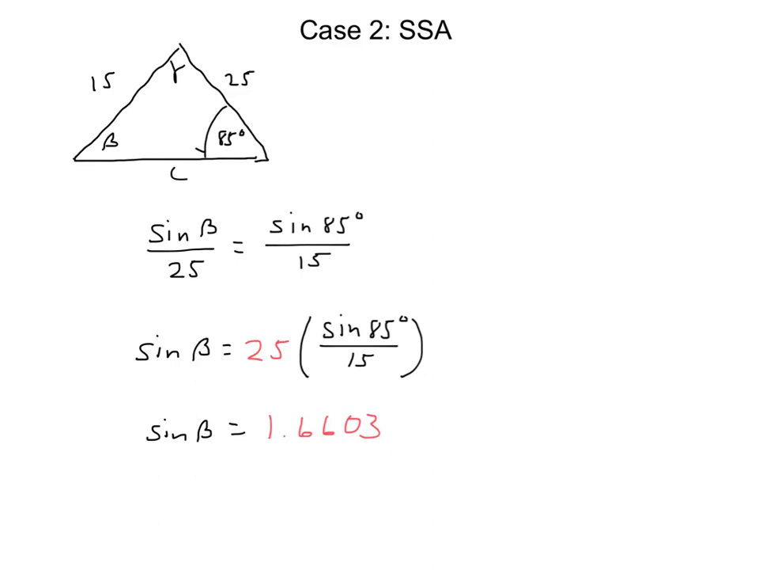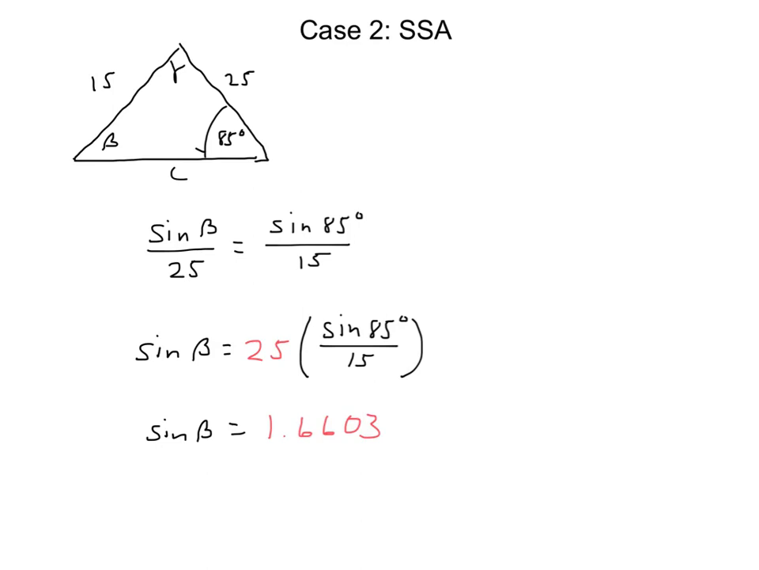By law of sines, I can set it up. This time I'm going to use the version that is in the textbook, which is the sine of alpha over A equals sine of beta over B, which equals sine of gamma over C. I'm just going to use the first two. The sine of beta over 25, because beta is across from 25, is equal to the sine of 85 over 15. To solve for sine of beta, I multiply both sides by 25. I get sine of beta equals 25 times the sine of 85 degrees over 15. Now I put that into my calculator and I get sine of beta equals 1.6603.